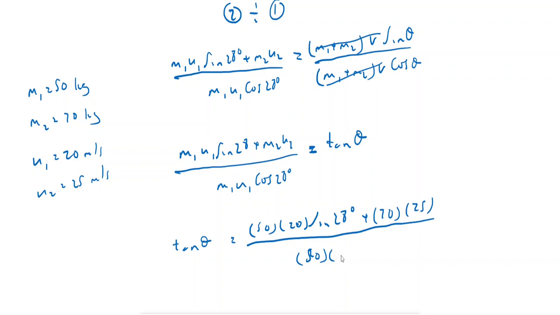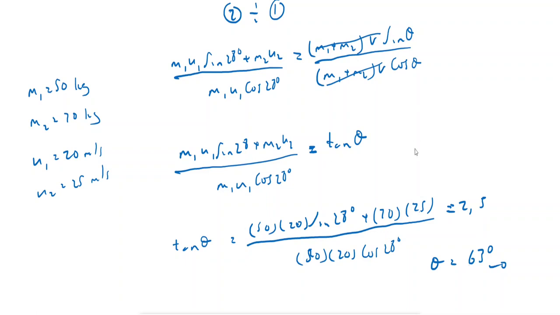and u1, what is u1? u1 is going to be 20, and then this is cos of 28. You have all of this, and from there you can just find theta. Let's find out how much that is. Okay, so I'm going to find that this is going to be 2.5. So theta is approximately 63 degrees. Okay, so that's what theta is going to be. So the car is going to move with theta equal to that.